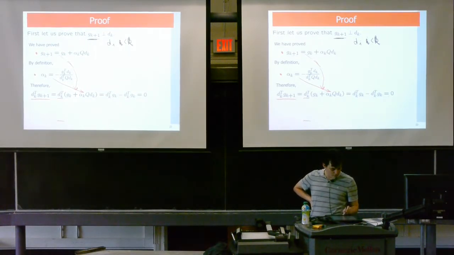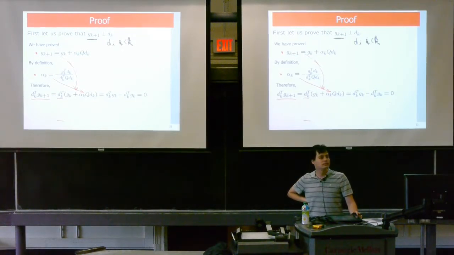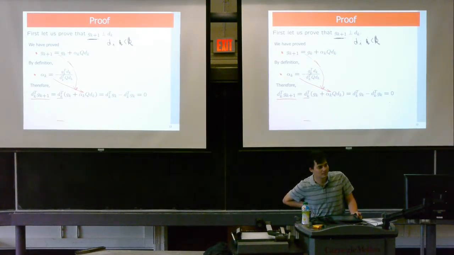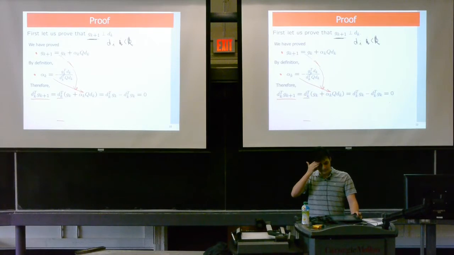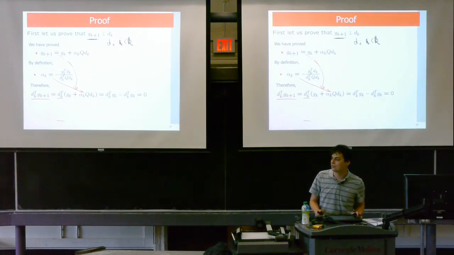Who cannot see that if you put alpha k here, then this will be 0? Who can see it? The union is not the whole class. Okay, if you cannot see, then at home spend 3 more seconds on it. Okay, so we proved this.